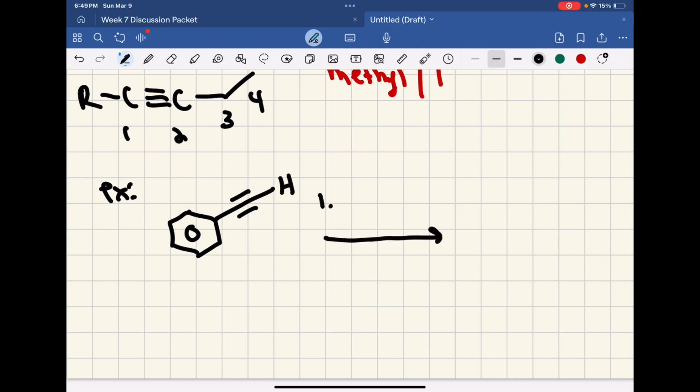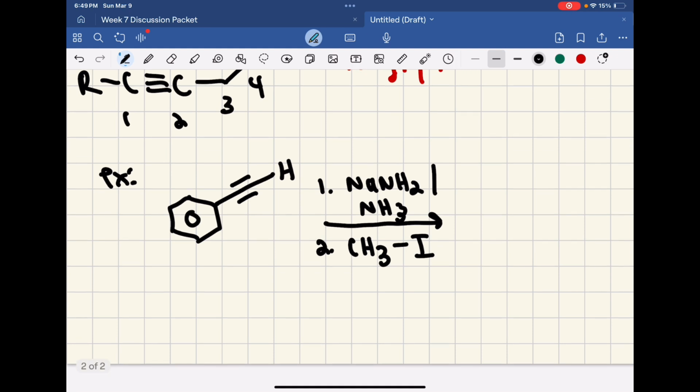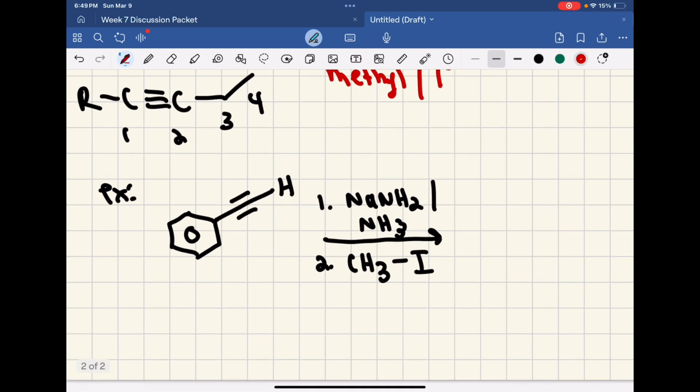So you might see a starting terminal alkyne, some sort of base, so sodium amide, and liquid ammonia. Ammonia is the solvent there for step 1. And then step 2, we could have perhaps a methyl iodide molecule. So again, we could imagine the NH2 minus is a base. This is just an acid-base reaction. That's why we started with this at the beginning of the semester.